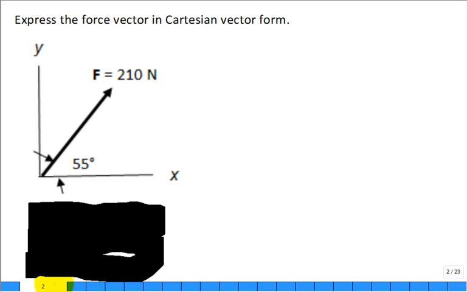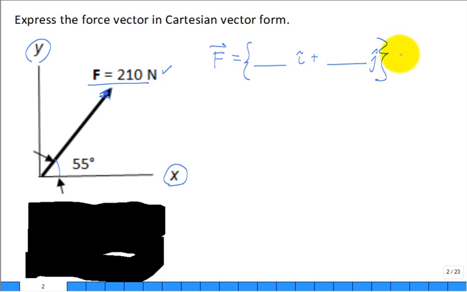It's a two-dimensional problem. We have the x-axis, the y-axis, a force represented as a vector having magnitude 210 newtons, and it's at an orientation given 55 degrees, that angle right there. Express that force vector in Cartesian vector form. That's all we need to do. So basically the Cartesian vector form would be something in the I, something in the J, and it'd have units of Newton.